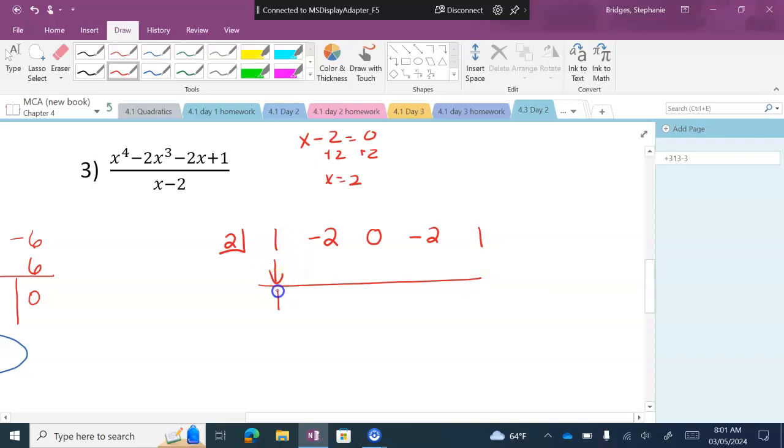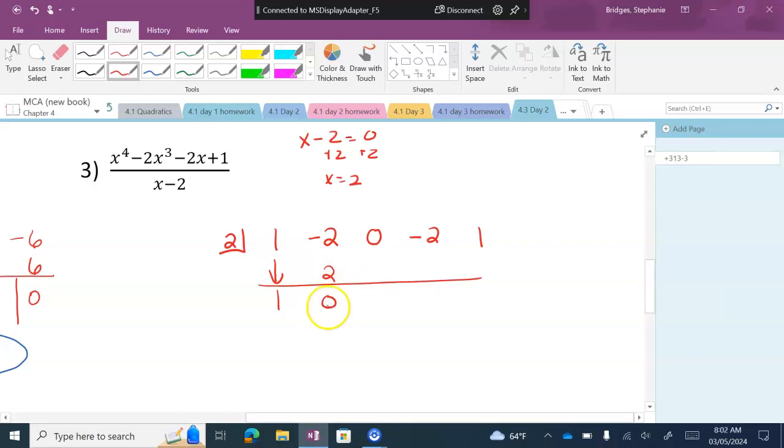All right. First term always comes straight down. It doesn't change. Then we begin the process. Multiply, put it under the next number. Add, and then start over. What's 2 times 1? 2. What's negative 2 plus 2? Okay, then we're going to start over again.